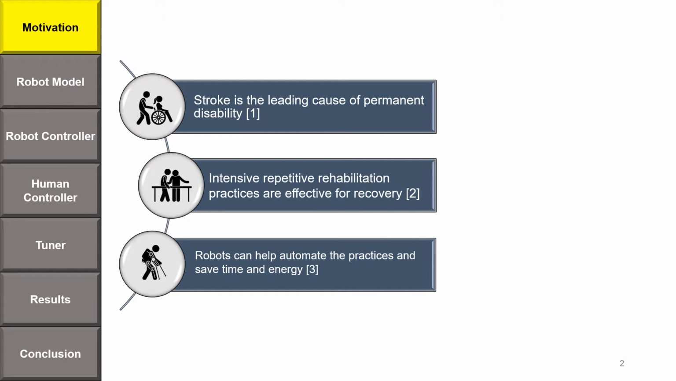To motivate this research, cerebral vascular accident or stroke is the leading cause of permanent disability. Among stroke incidents, cases related to the upper extremity are more common. Rehabilitation programs have been shown effective in restoring neuromusculoskeletal related functions and exploiting brain neural plasticity. Research has shown that intensive repetitive practices can expedite the recovery. These practices are administered by a therapist working with a single patient.